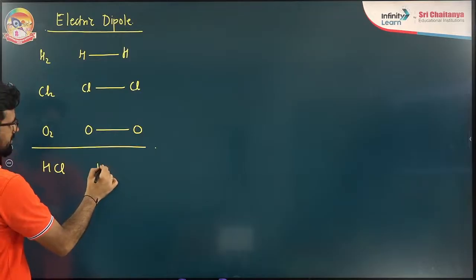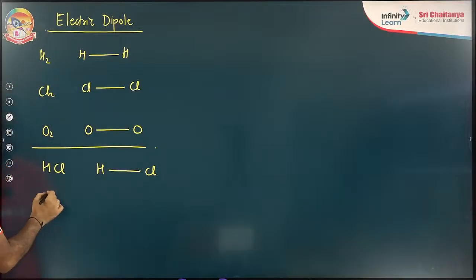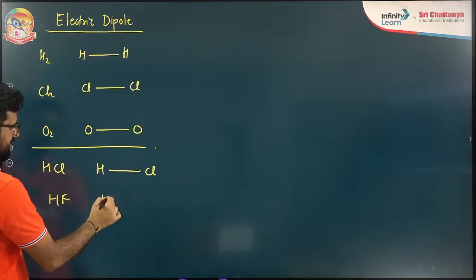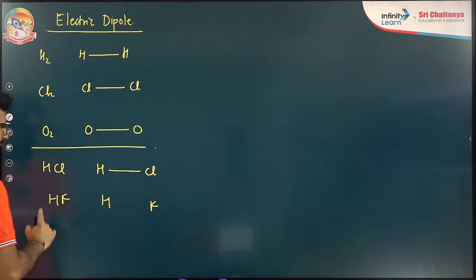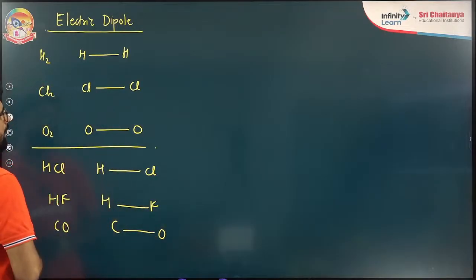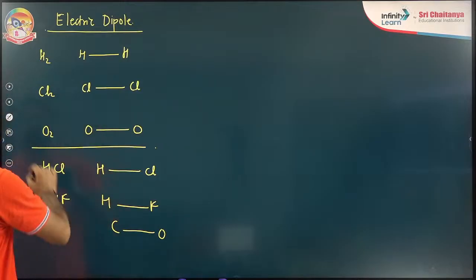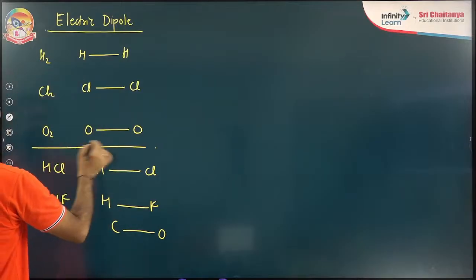So if you draw this HCl, you will draw like this HCl. If I say draw the HF, you will draw again HF. If I say draw CO, again you will draw like this CO. These are a few basic examples I am giving you. Now please understand one by one, and see carefully.